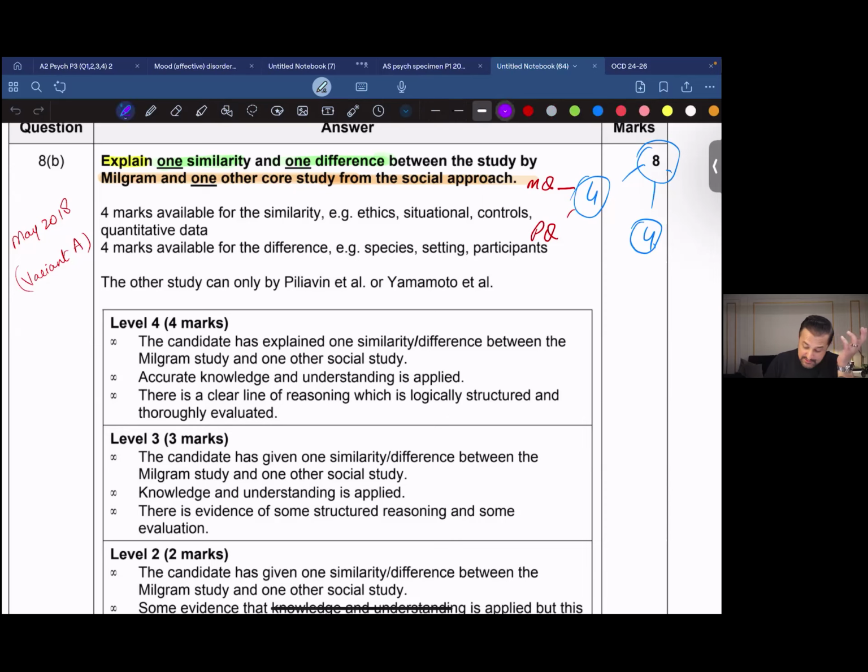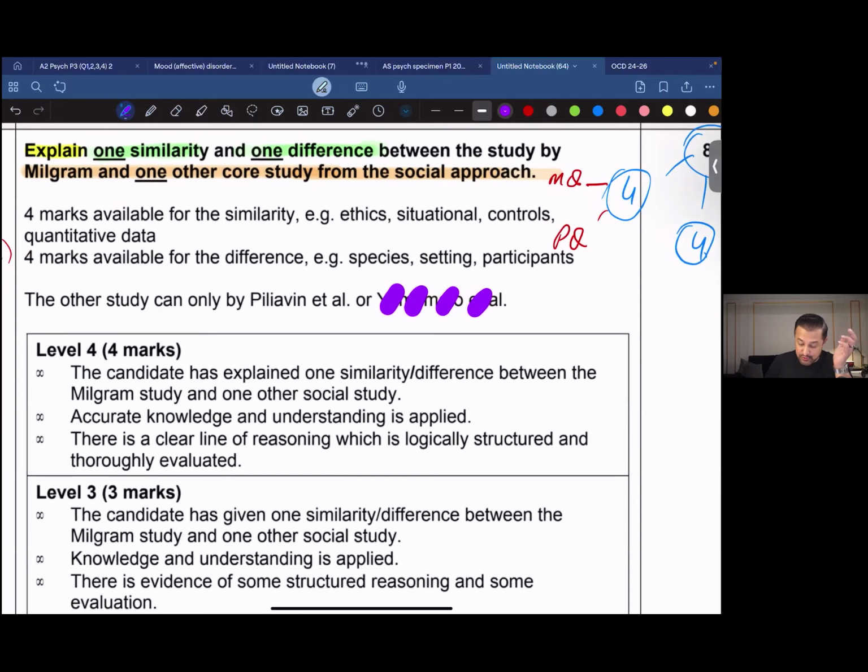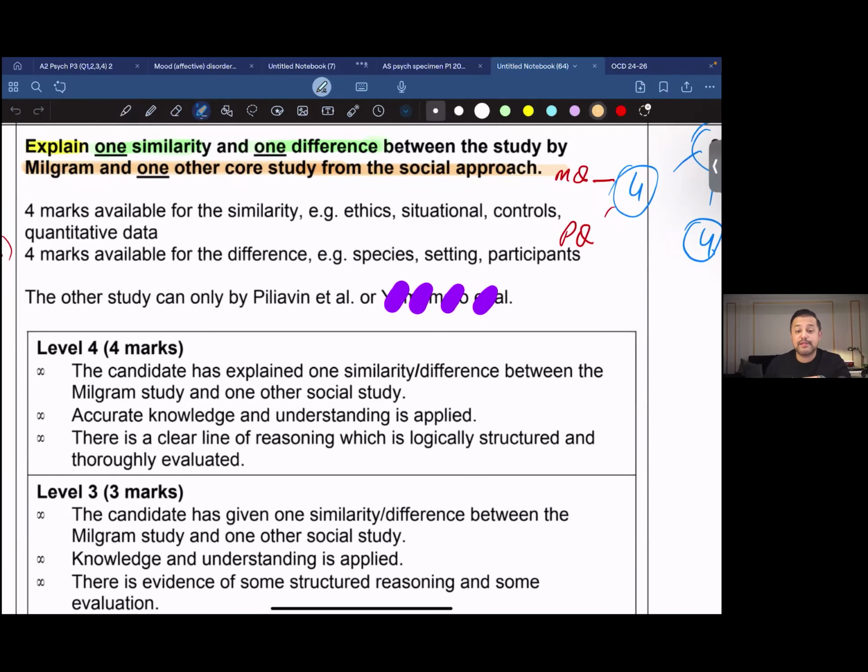Now, since this is from an older syllabus, like this says May 2018, the study by Yamamoto et al. is no more a part of the syllabus, but you could always put the study by Piliavin into use over here. I'm just opening this. I had another lesson recorded where we discussed, I believe, two questions, and they were on Piliavin, if I may recall, and they were about how you should be able to do these 8-mark questions. So 4 marks available for similarity and 4 marks available for differences.